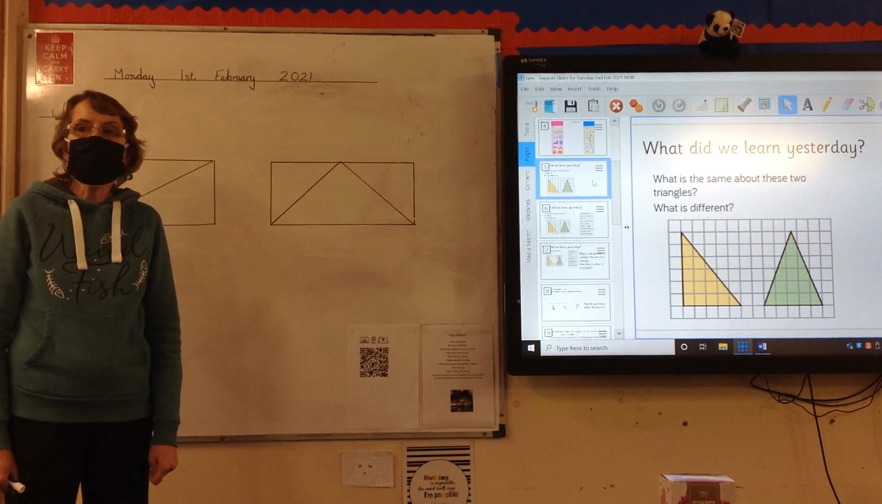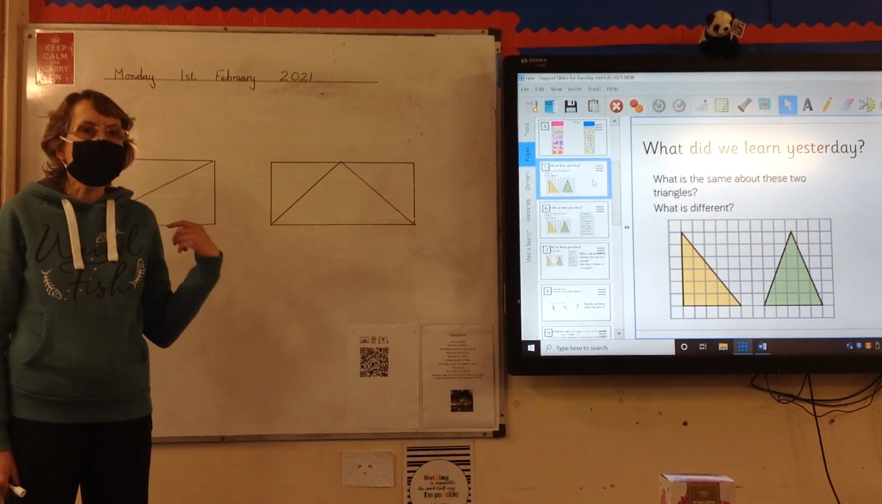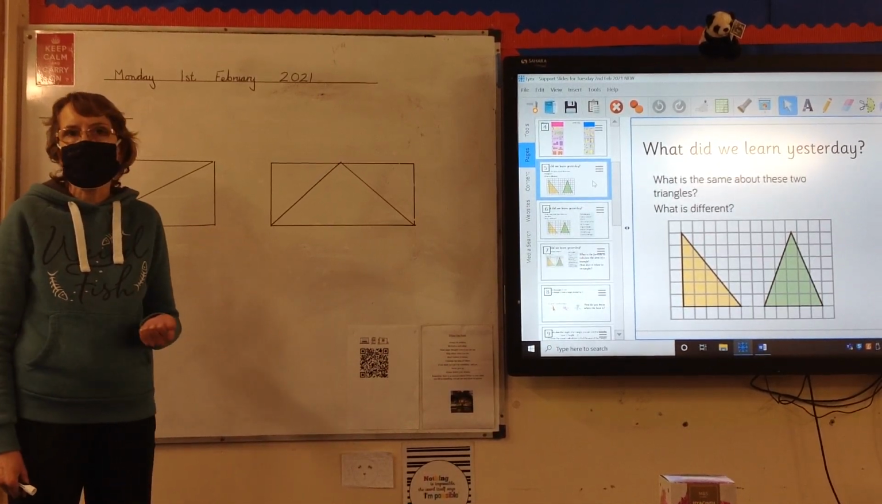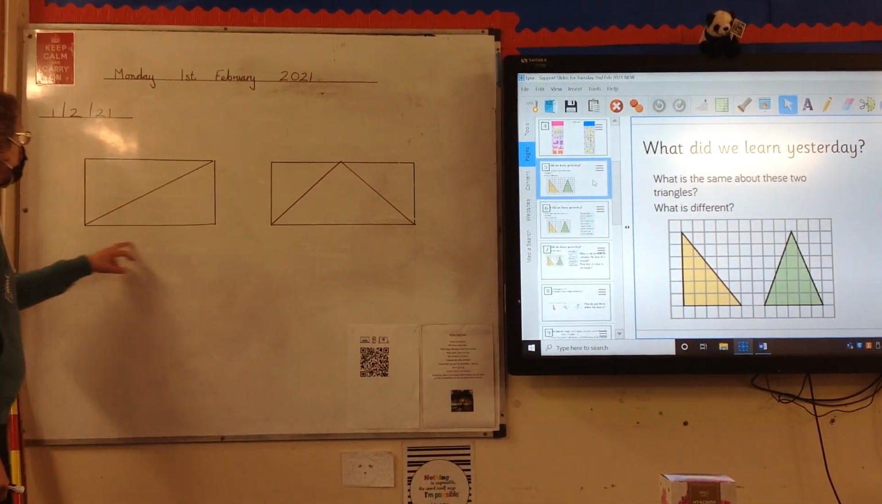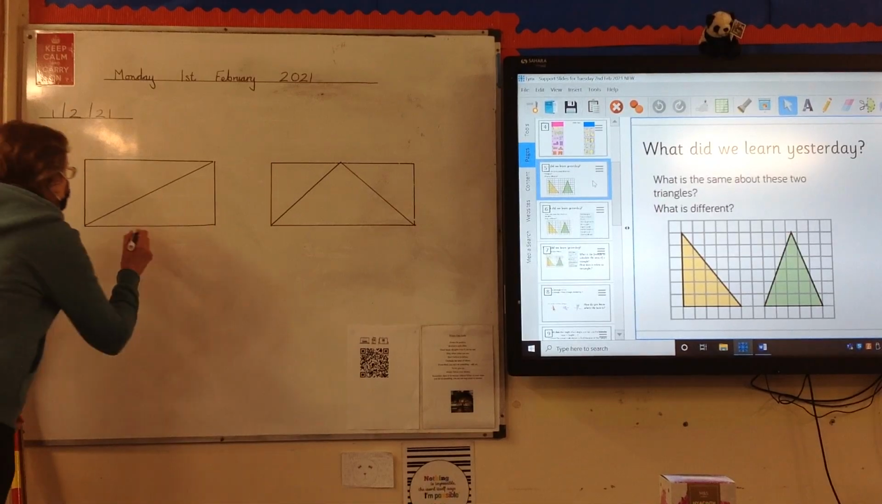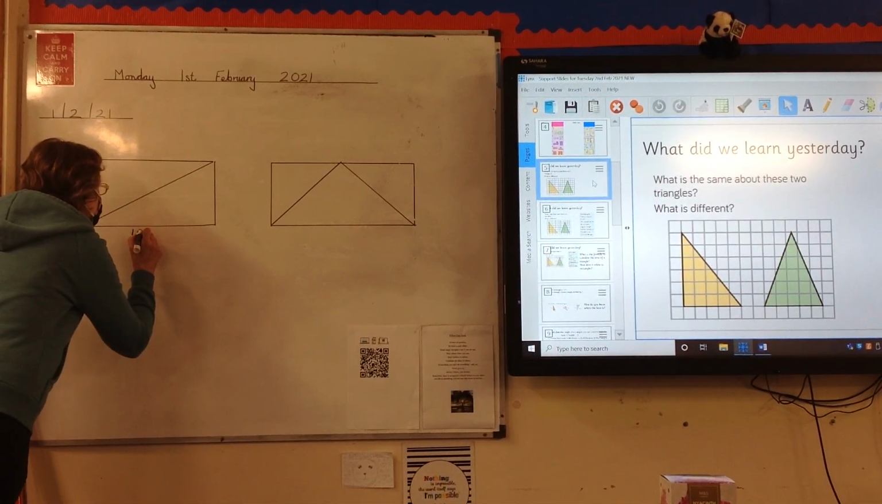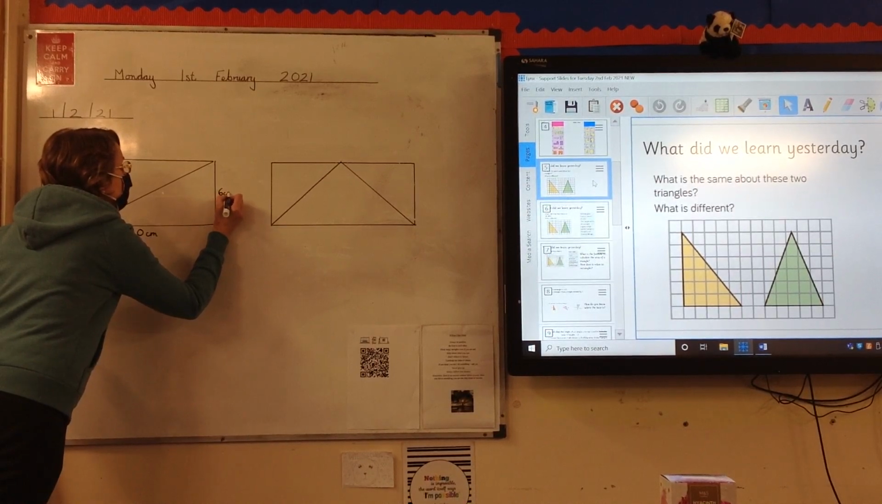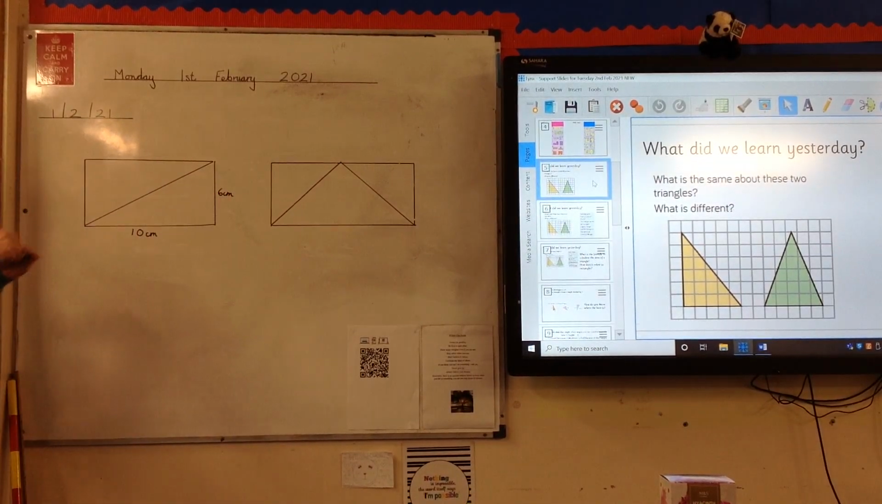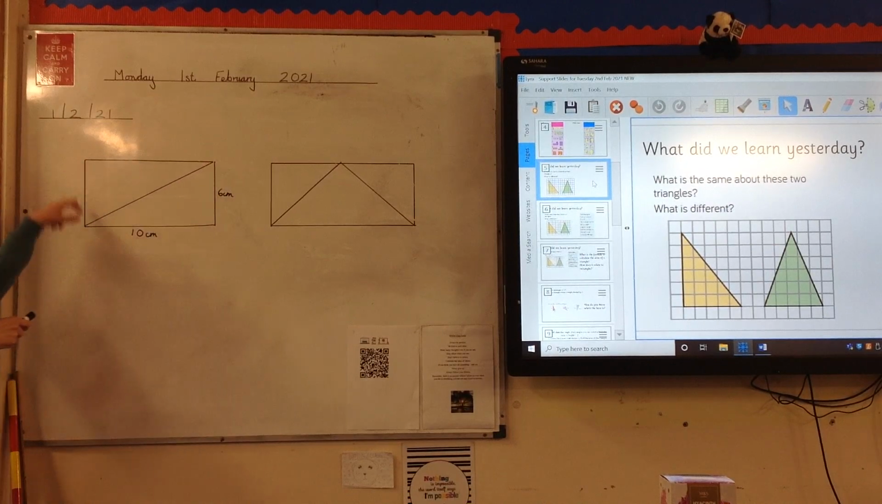triangle, and we're going to use all that knowledge that we already have on how to find an area of a rectangle or a square and put that to good use. If I said to you that rectangle is 10 centimetres by 6 centimetres, could you find the area of that rectangle?